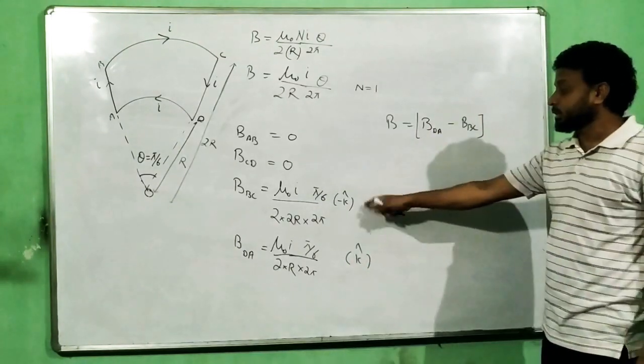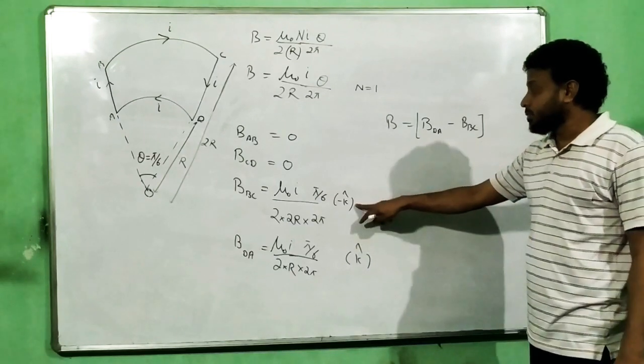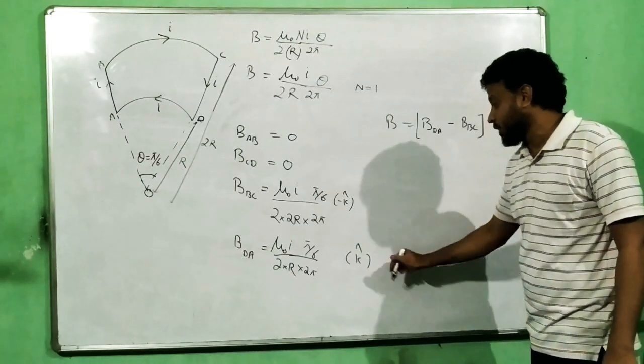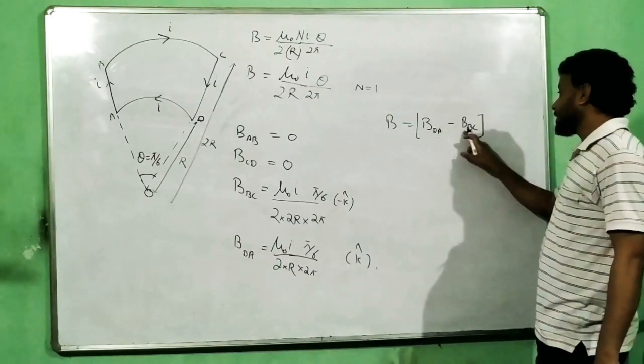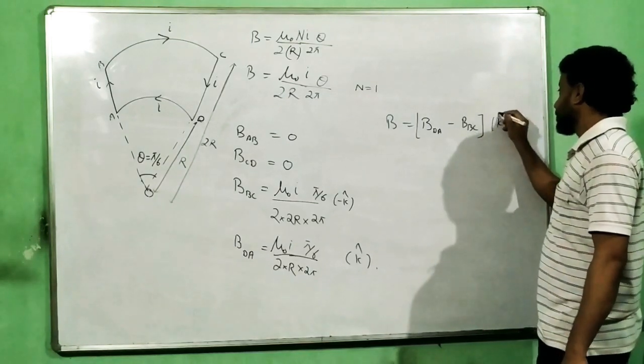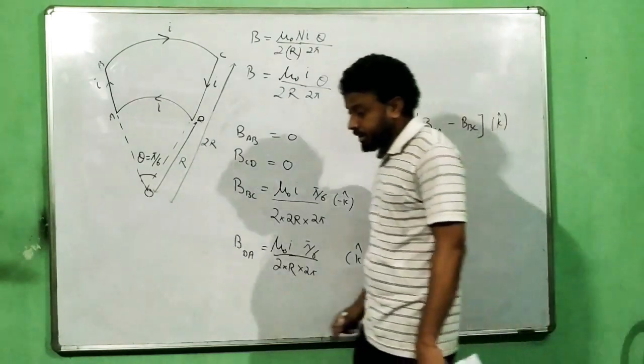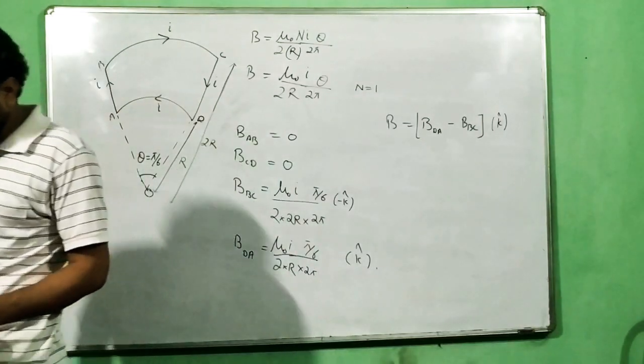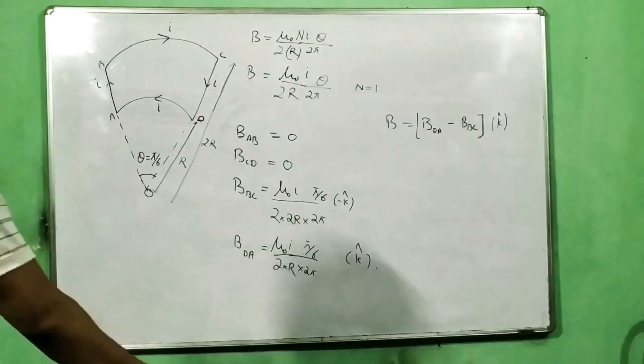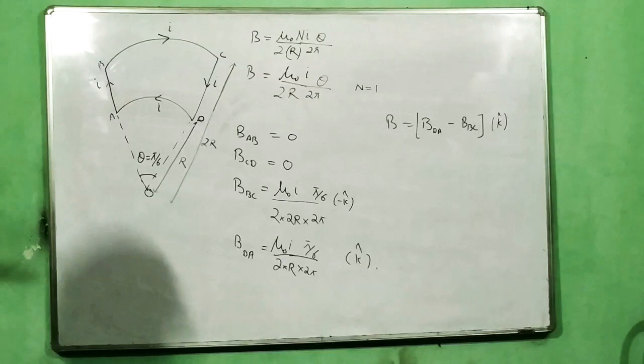And who wins this? Who wins the battle? This is minus k cap. This is plus k cap. This is more. This is more. So more minus less. The direction will be k cap over here because the more will win over the less. Okay, and then you can simplify to get the correct answer.